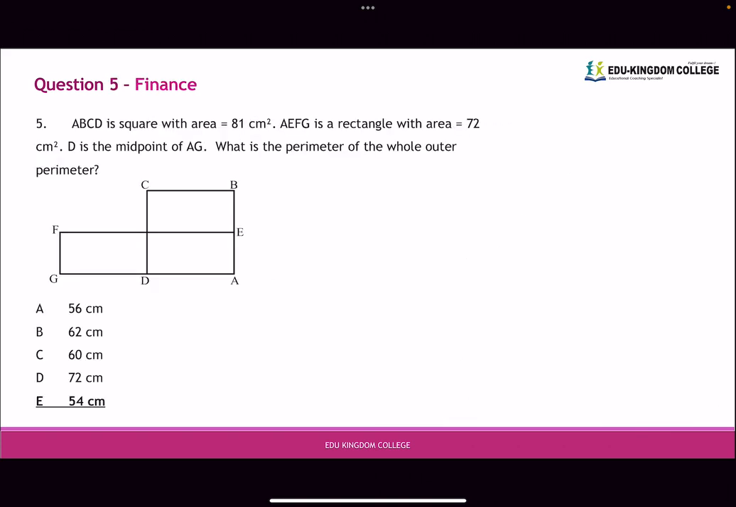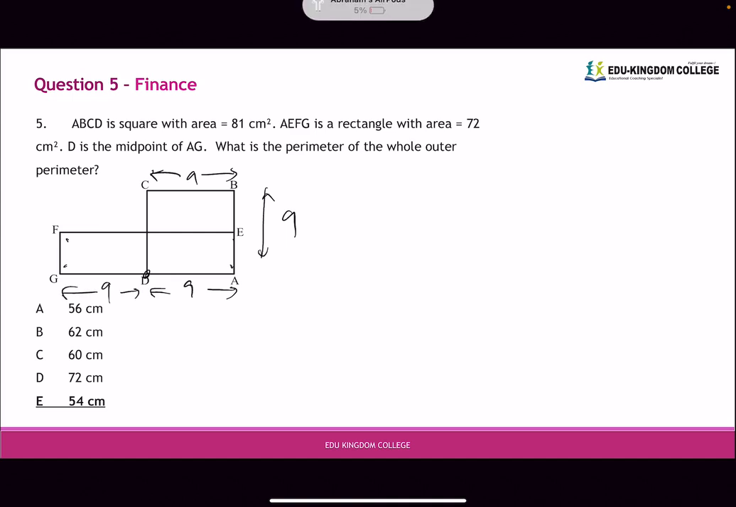Alright, so we have a square with area 81 centimeters squared, so that's ABCD, which means that both sides are 9, 9 and 9. AEFG is a rectangle with area 72 centimeters squared, so this length here is 9 again. D is the midpoint of AG, which means that this is 9 as well.